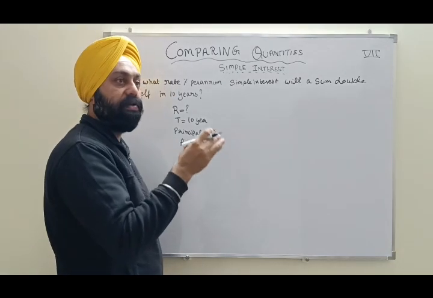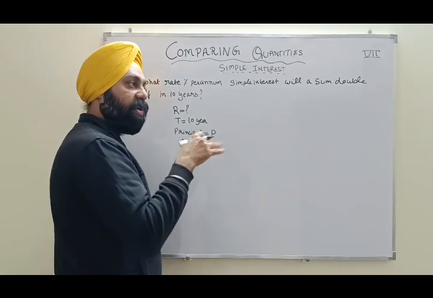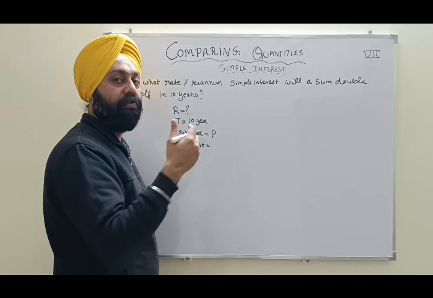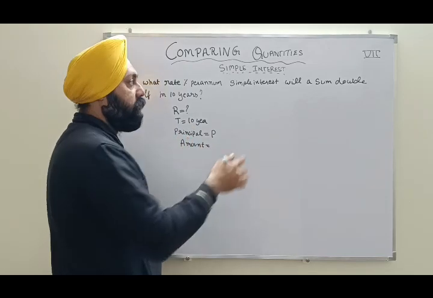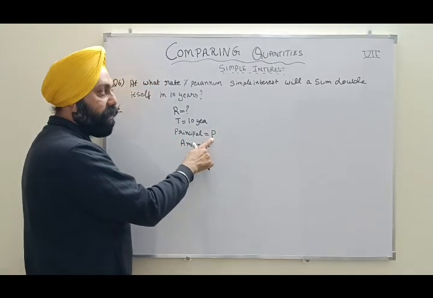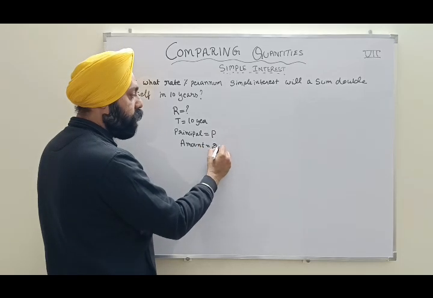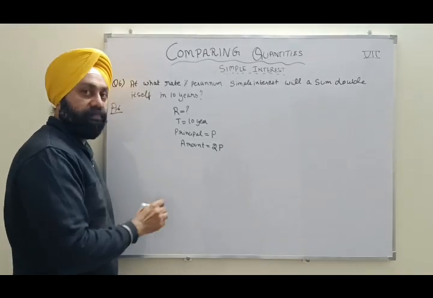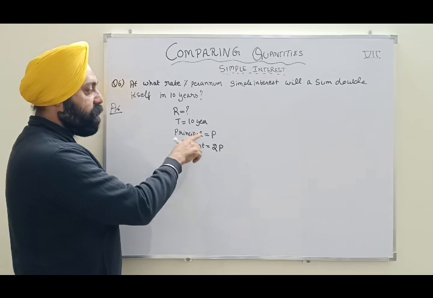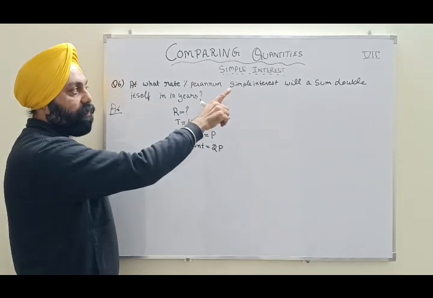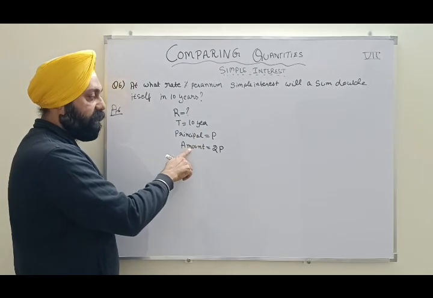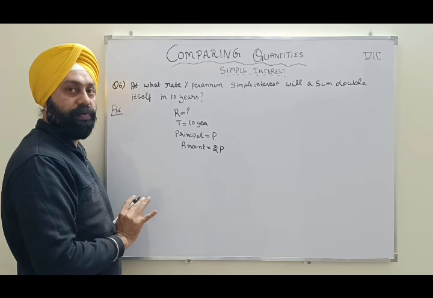Suppose the principal is 500. Now double means 1000, so 1000 is basically the amount. So in this case, if the principal is P, the amount will be double of P, which is 2P. So in this question, we take the principal as P, and because the sum has doubled itself in 10 years, that is why we have taken the amount to be 2P.